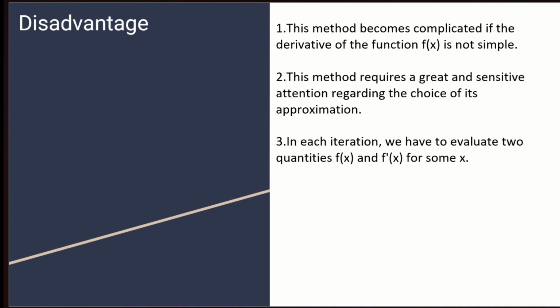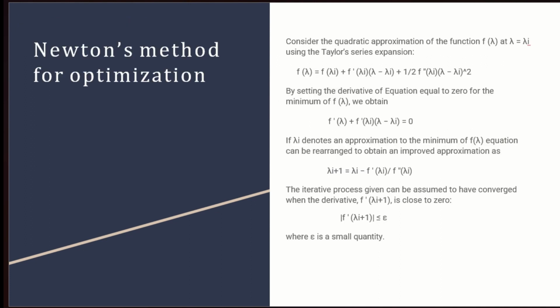So for performing each iteration, we need to calculate two values and then draw a tangent. So it is quite time-consuming. So that would be a disadvantage of Newton's method. Now let's discuss Newton's method.